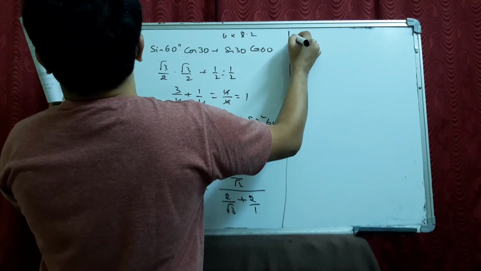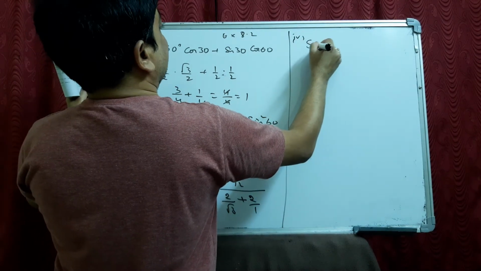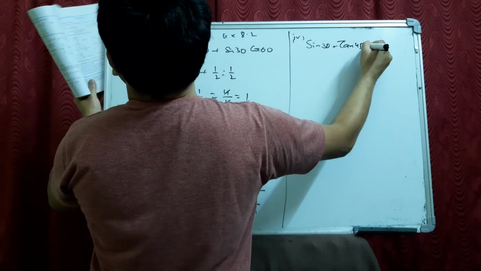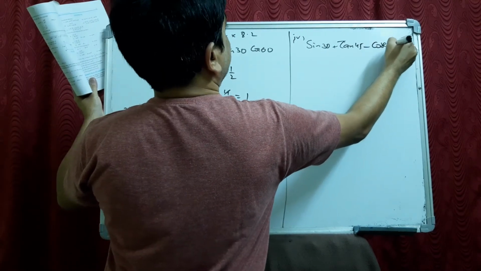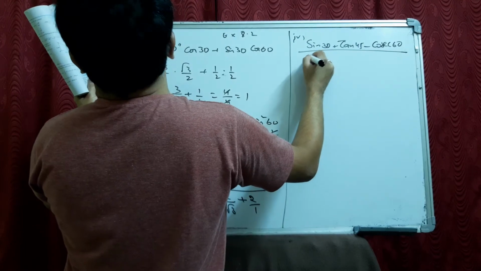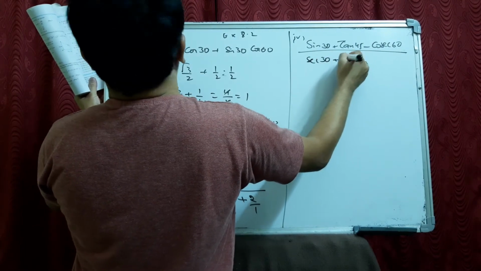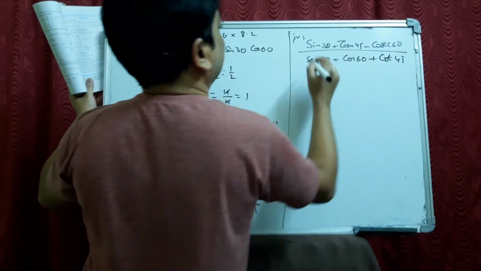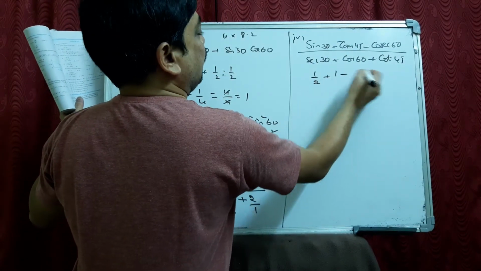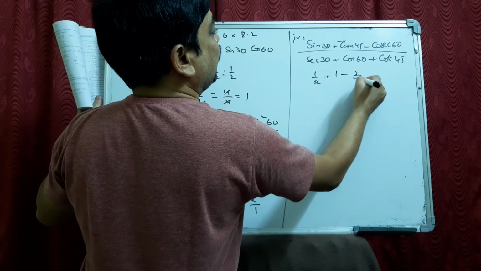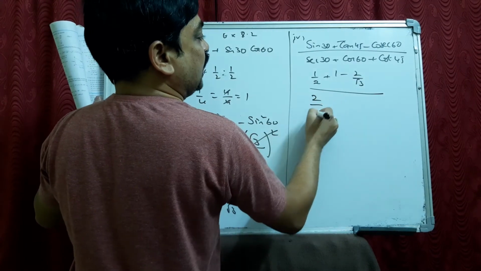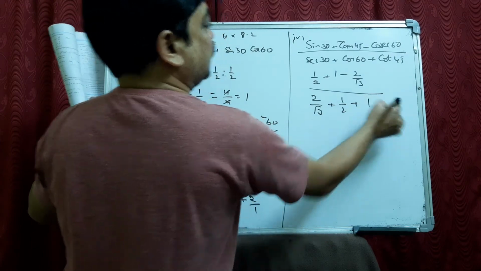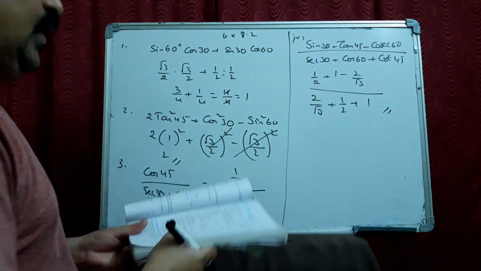Now, fourth one, sin 30 plus tan 45 minus cosec 60 by sec 30 plus cos 60 plus cot 45. Just substitute the values: 1 by 2 plus 1 minus 2 by root 3. I know these values, that's why I am writing very fast. You have to learn these by heart, okay? That's it. Cot 45 is 1.